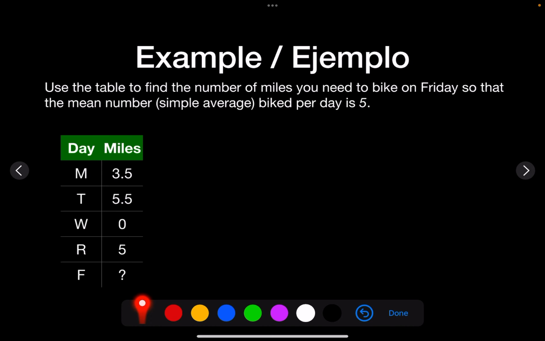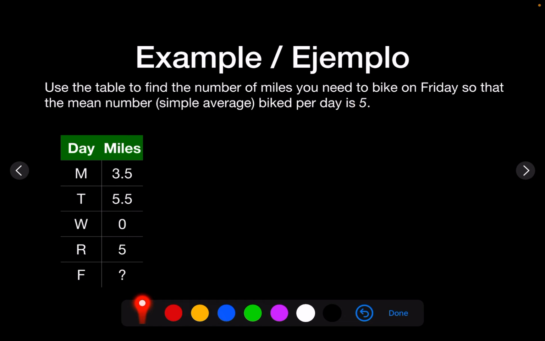So here's our example where we're going to use this table to find the number of miles you need to bike on a Friday so that the mean number, or simple average, biked per day is 5. You started out at the beginning of the week with this goal in mind, and you started off pretty strong, and then Wednesday life just happened. You just couldn't get out and ride. You rode strong on Thursday, and then here is where we're trying to decide what we have to do for the last day of the week to reach our original goal.